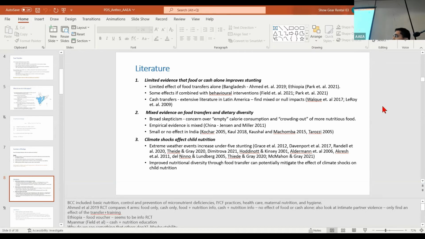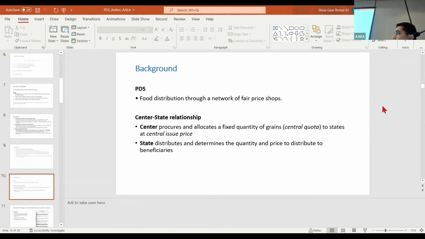Previous evidence is mixed, and studies have shown very small or null effects of food transfers on dietary diversity. And third, we also contribute to the literature on climate shocks, showing that climate shocks affect child nutrition. And here we're showing that food transfers, through improved dietary diversity, can mitigate the adverse effects of climate shocks on nutrition.